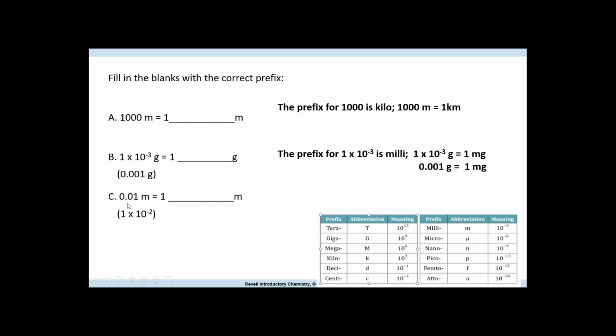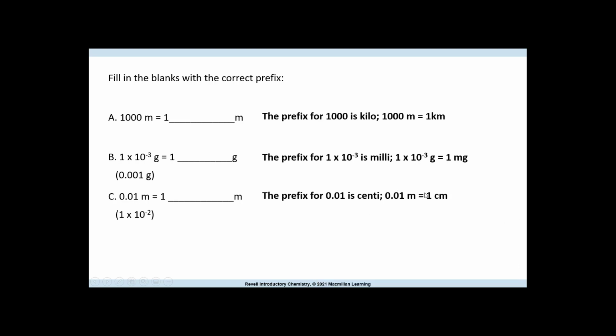Now let's look at this next one. We have it written out different ways, so these are flipped. If you plug this into a calculator, it's going to come back with this in the hundredths place. So if we look at what this one is, it's centi, and that is in the hundredths place. So the prefix is centi, centimeter. 0.01 meter equals 1 centimeter.